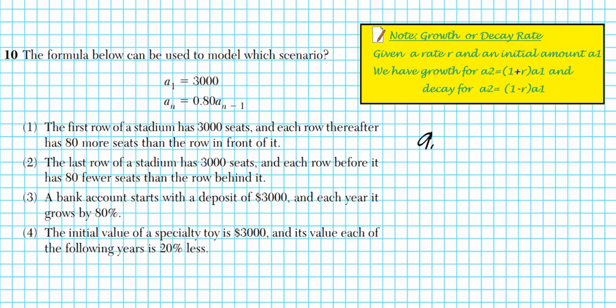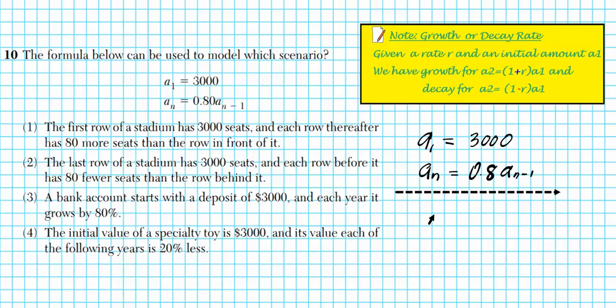Now we're provided with the recursive definition a1 equals 3000 and an equals 0.8 a sub n minus 1. Now what on earth is going on here? Well, let's find what A2 is. We'll examine the relationship between A2 and A1 as indicated in these notes, and then we can determine if this is growing or decaying, and at what rate that's happening.